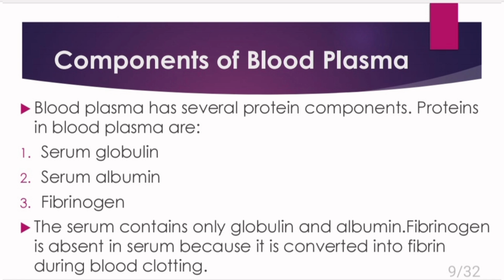Components of blood plasma. Blood plasma has several protein components. Proteins in the blood plasma are serum globulin, serum albumin, and fibrinogen. The serum contains only globulin and albumin. Fibrinogen is absent in serum because it is converted into fibrin during blood clotting. So, the serum has the proteins serum albumin and serum globulin, and fibrinogen is not there because it is converted into fibrin during blood clotting. We will see the complete process of blood clotting in the next video.